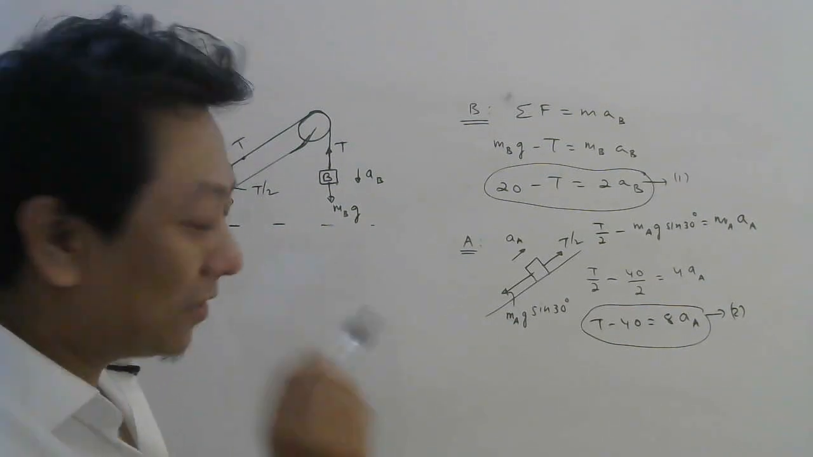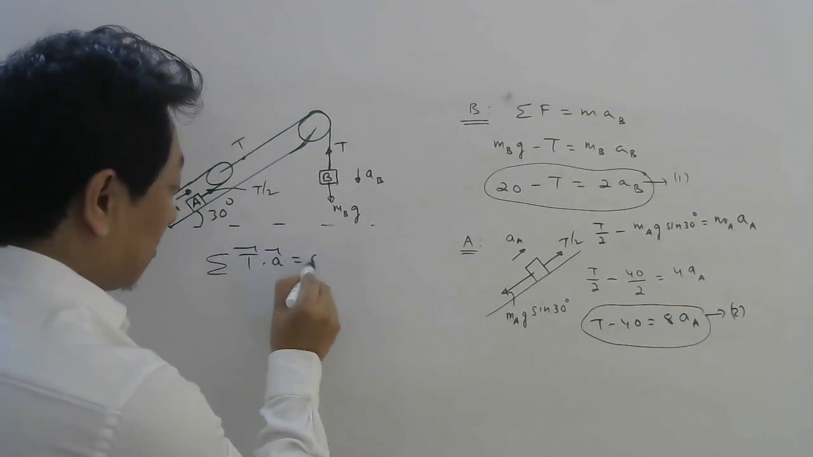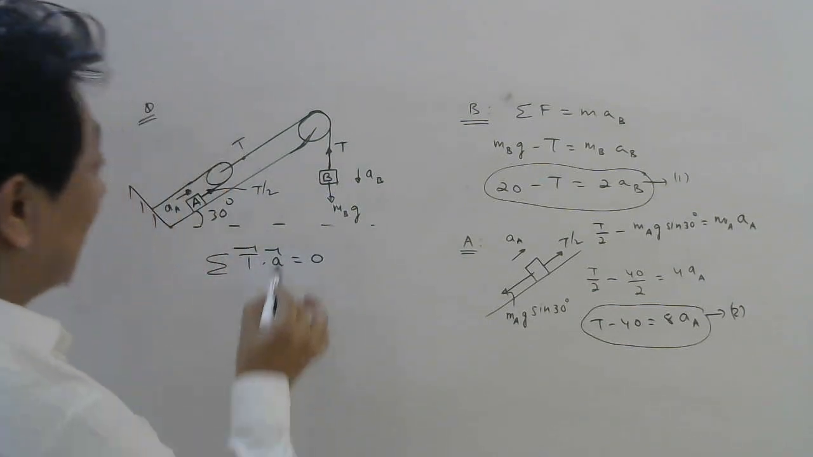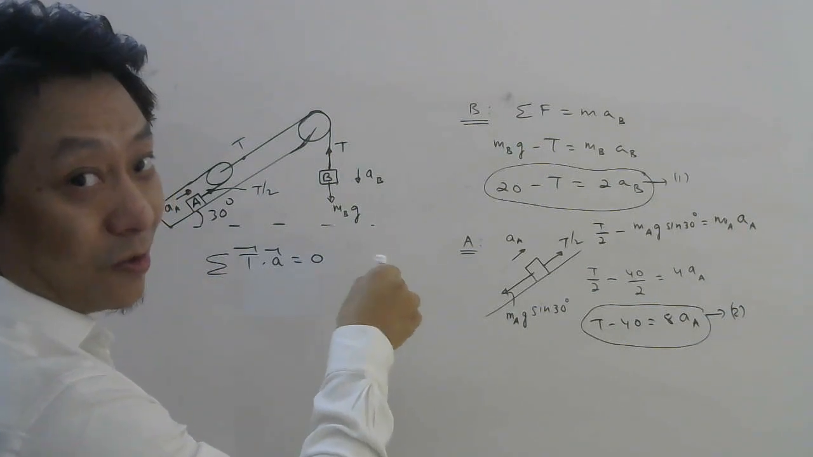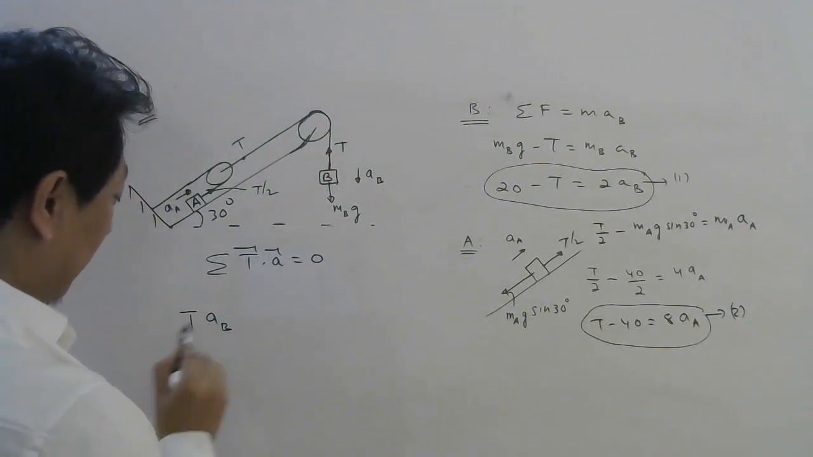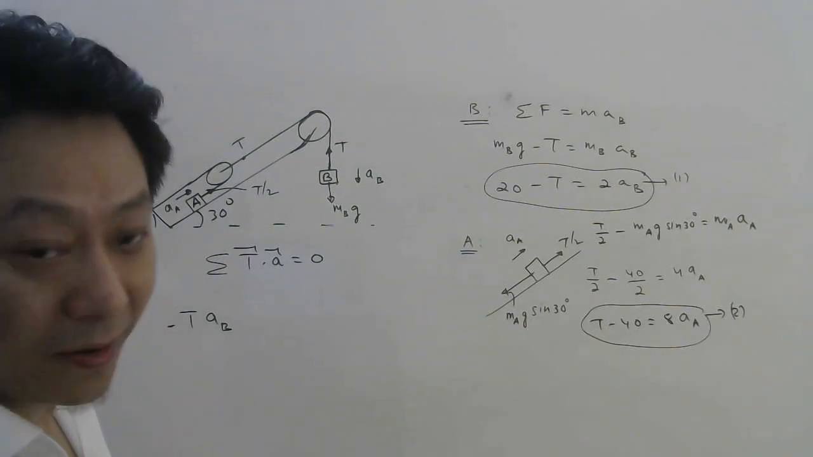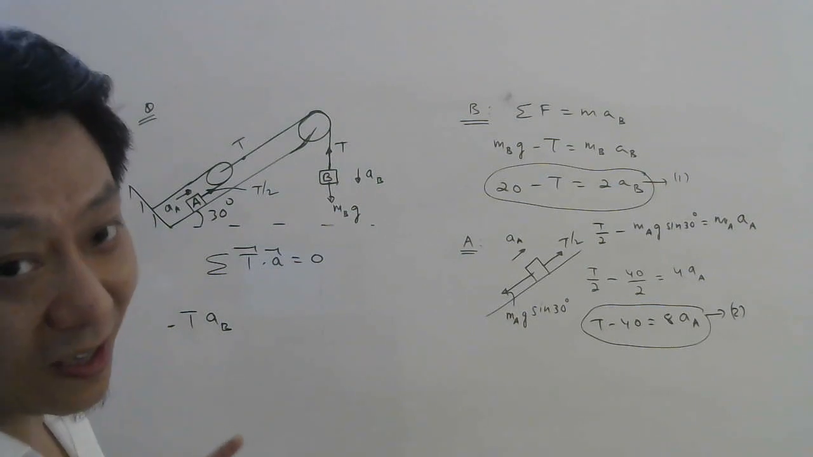So we will use technique number 2. Summation of tension dot acceleration should be 0 for all the blocks, right? Now for this block you see tension is up, acceleration is down. So the angle is 180 degrees. So the dot product will be T into acceleration but minus. Right? So if they are in opposite directions, the product of these two should have a minus sign.